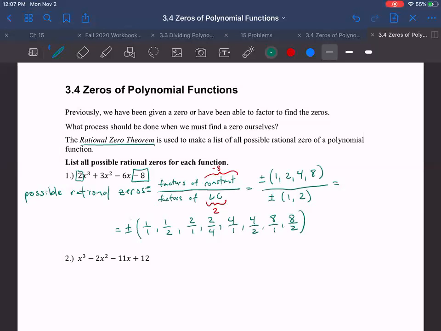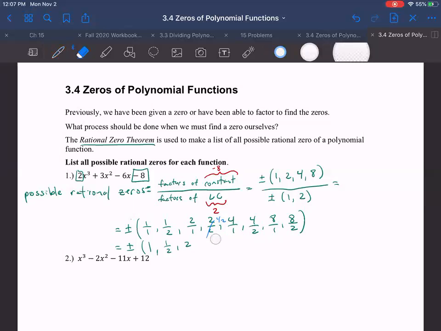rational factors. And what I can do next is just reduce them all and then get rid of any duplicates. All right, so again, I have plus or minus. 1 over 1 is 1. Then I have a 1/2. Then I have 2 over 1, which is 2. I have 2 over 4. That's a 1/2, right? This 2 over 4, that's a 1/2. So I've already done a 1/2.